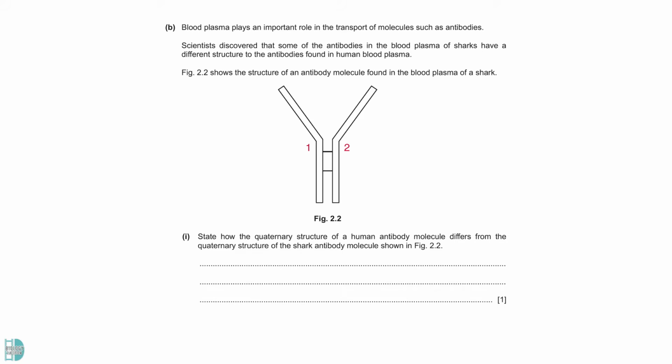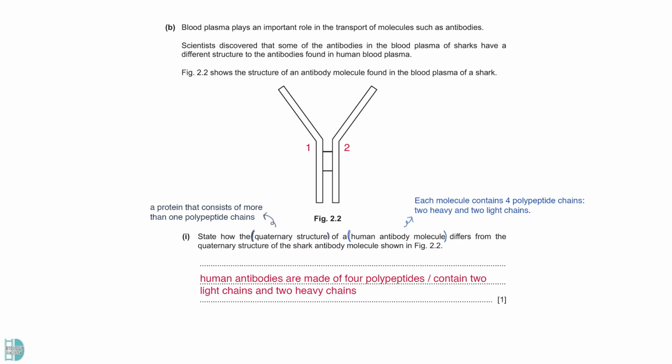Question 1. State how the quaternary structure of a human antibody molecule differs from the quaternary structure of the shark antibody molecule. To answer this question, you need to know the structure of human antibodies. Each molecule contains 4 polypeptide chains, 2 heavy and 2 light chains. Since quaternary structure is defined as a protein that consists of more than 1 polypeptide chain, the difference in the number of polypeptide chains in these 2 antibodies is the answer.